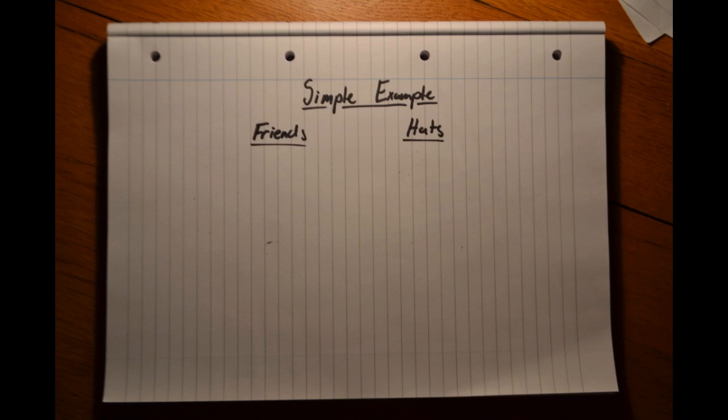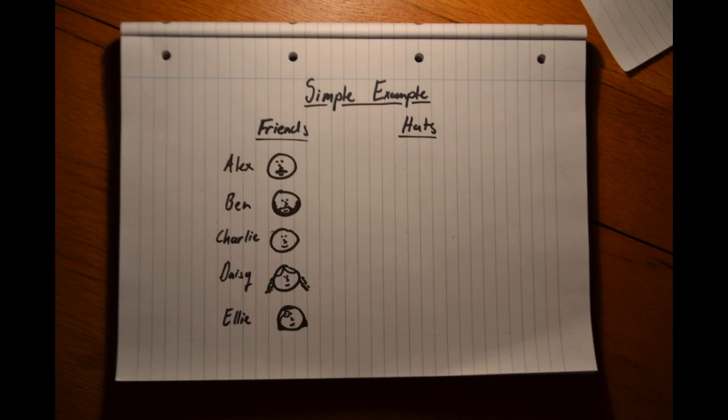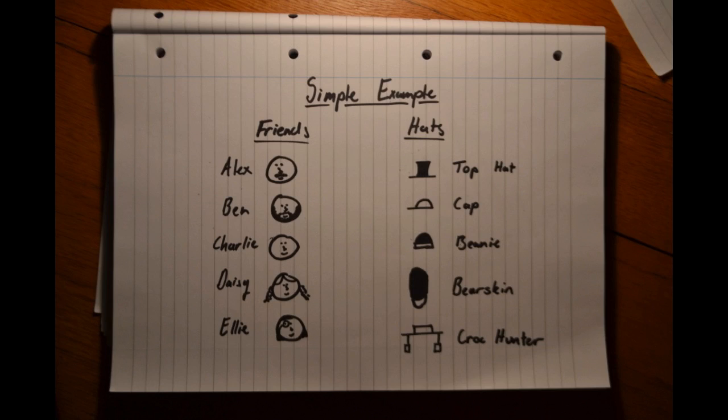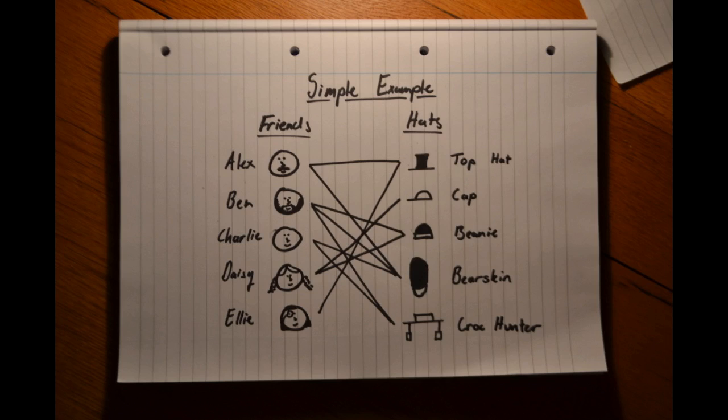A group of friends, Alex, Ben, Charlie, Daisy and Ellie, go to a hat shop, and they all find hats that they want to buy. Unfortunately, the hat shop only has 5 hats. Also, not everyone has decided which hat they want, and are interested in several. The bipartite graph shows which hats each person is interested in.